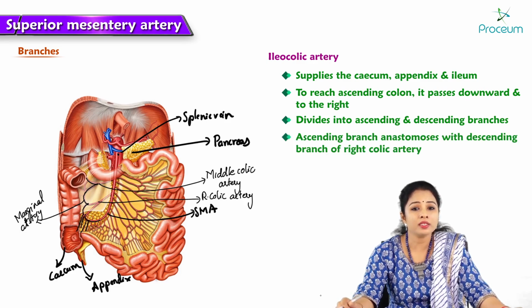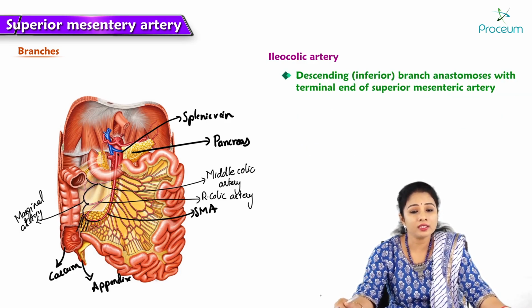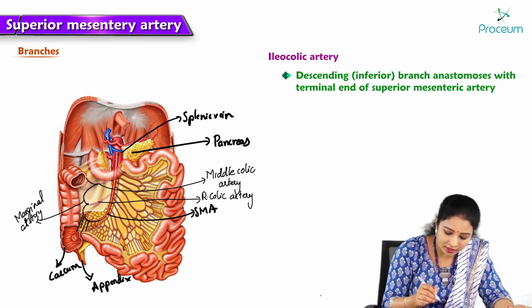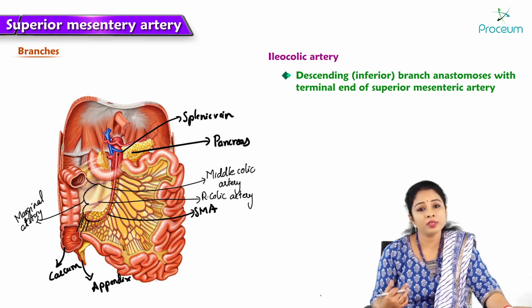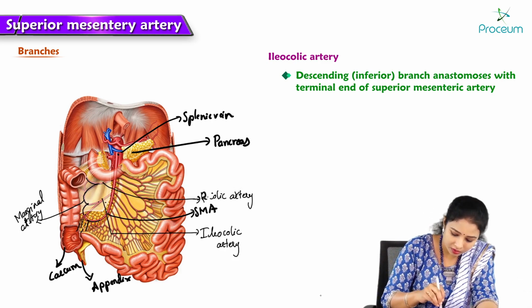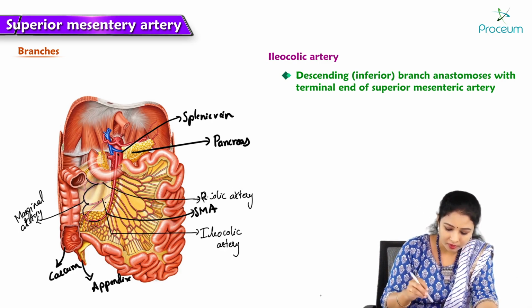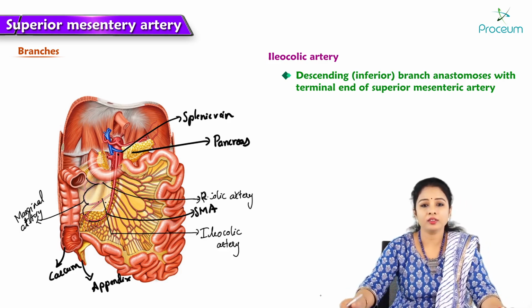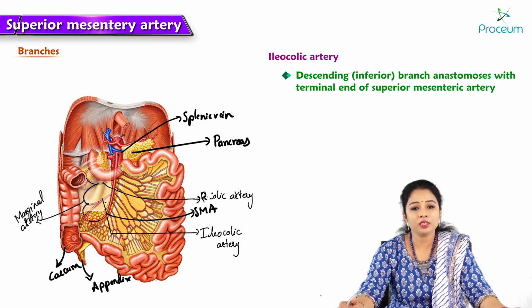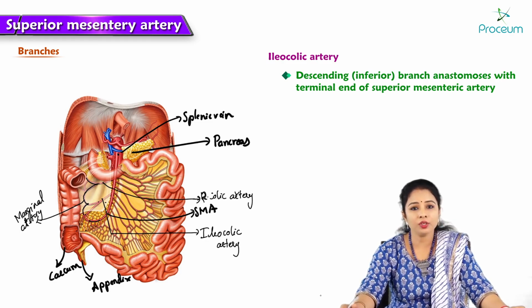The ascending branch anastomoses with the descending branch of the right colic artery, and the descending, that is the inferior branch, anastomoses with the terminal end of the superior mesenteric artery. So, finally, the ileocolic artery anastomoses with the terminal part of the superior mesenteric artery. We can see the anastomosing loop here between the ileocolic and superior mesenteric artery. Let us talk about the blood supply to cecum and appendix, which is from these ileocolic branches.